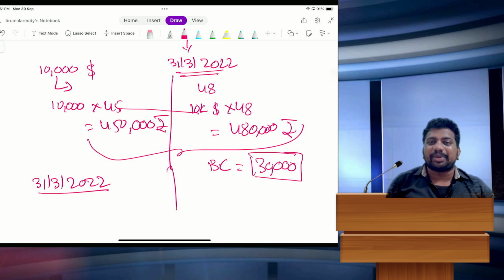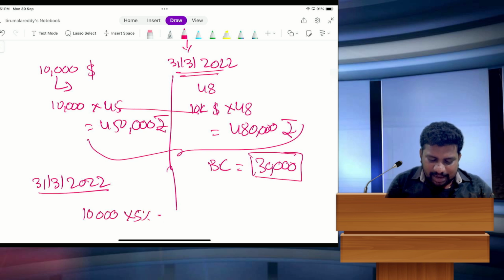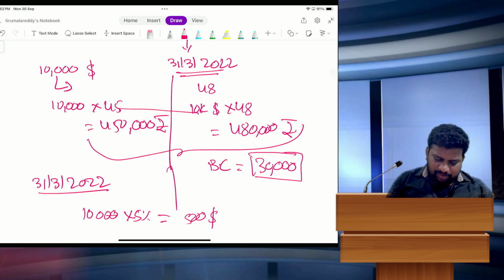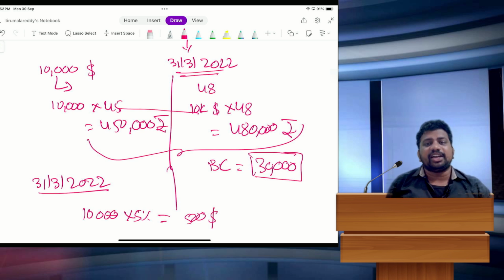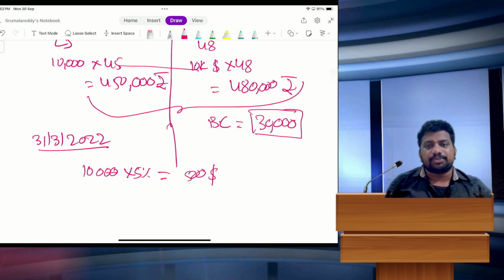How much interest do I have to pay? My loan amount is $10,000 into 5%. I think it comes to around $500. 1% is 100, so it should be $500. Now it is in terms of dollars. Same thing, I have to convert it into Indian rupees.